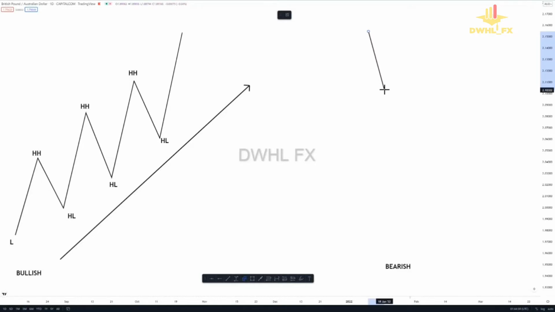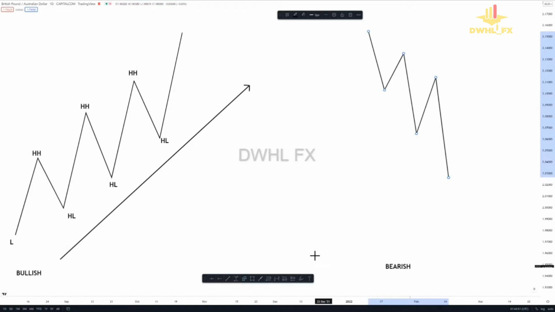Yes, so for a bearish market, first of all, price moves from a high to a lower low, a lower high, a lower low, a lower high, a lower low. Very basic. Let me just label this one.